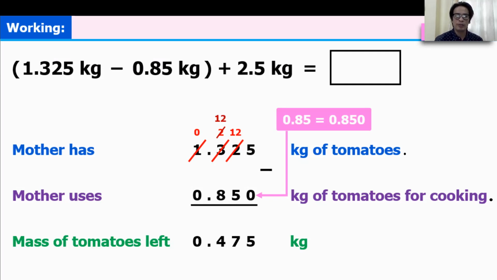So 0.475 kilograms. Okay, so this one, the author forgot the colon. So you need to write a colon here, if you don't want a full stop. Do you understand? Okay, very good. Mass of tomatoes, or the weight of tomatoes, right?